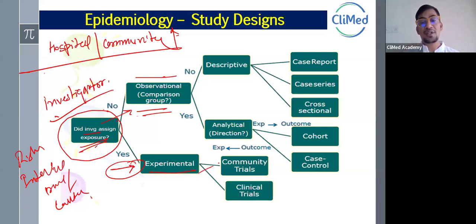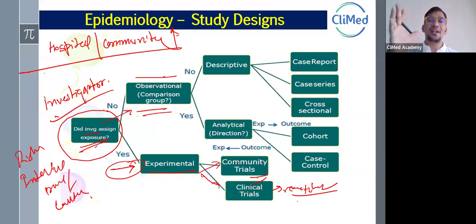Experimental studies can again be community based. In COVID, we saw a lot of community trials, and also hospital based clinical trials and community-based clinical trials. These are experimental. There are multiple things to understand, like blinding and non-blinding, and the arms, parallel arms, randomized controlled clinical trials, but I'm not going there. All clinical trials come under experimental studies, because those are experiments with some kind of intervention. Now I'll come to the observational studies.